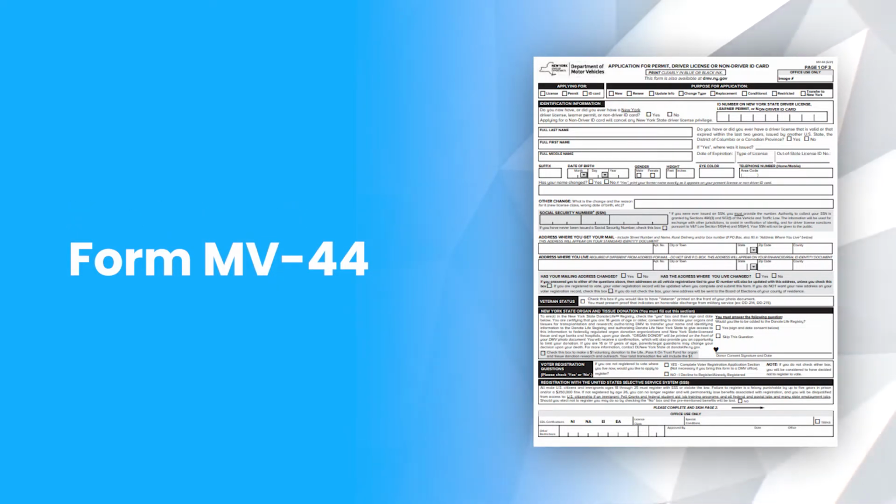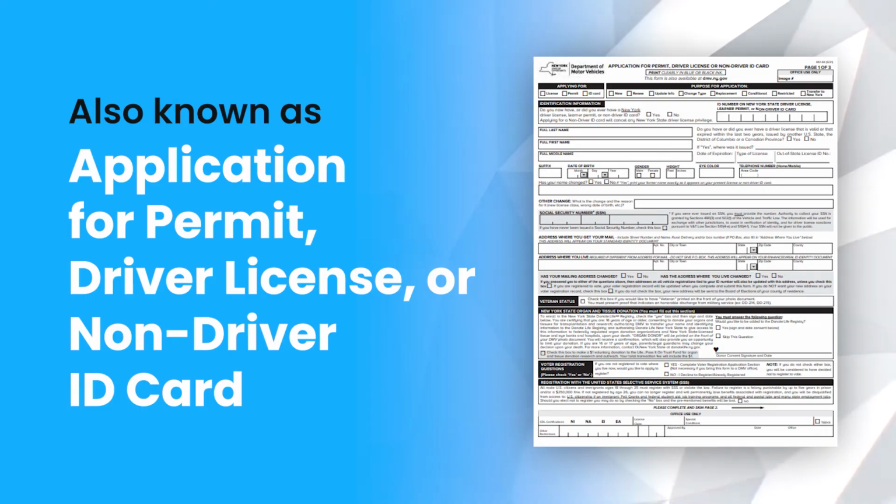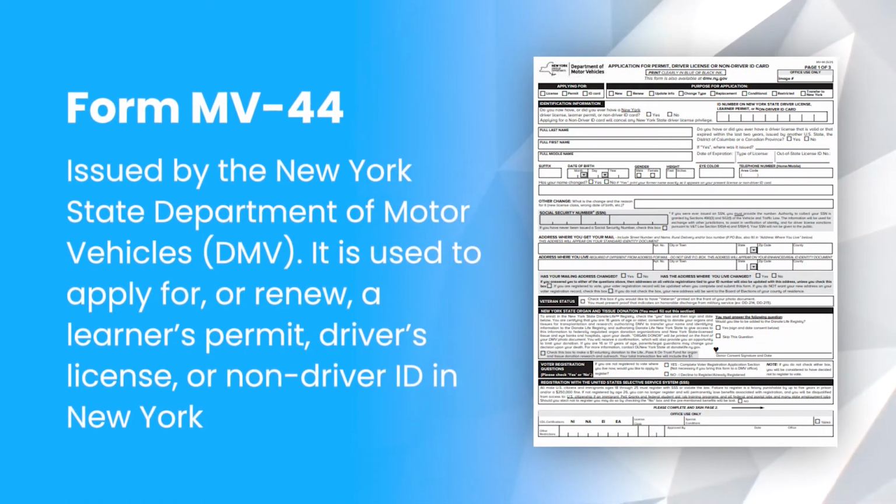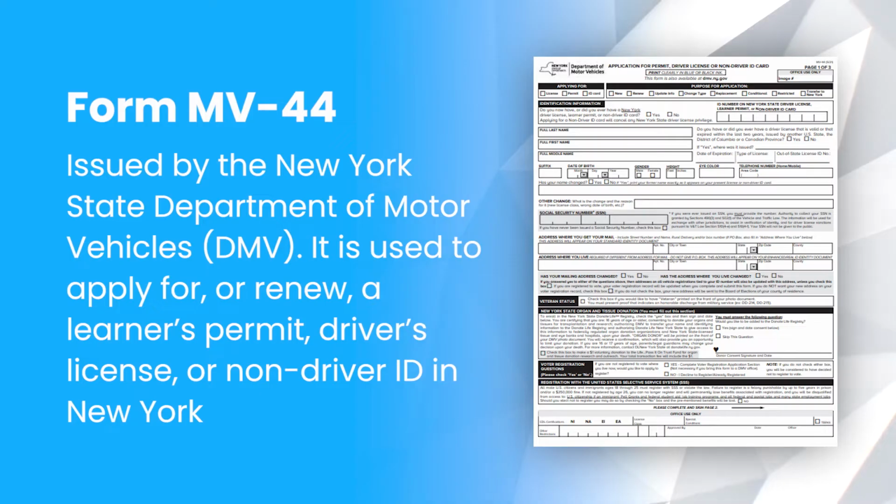Form MV-44, also known as the Application for Permit, Driver License or Non-Driver ID Card, or the New York DMV Driver's License Renewal Form, is issued by the New York State Department of Motor Vehicles, DMV. It is used to apply for, or renew, a learner's permit, driver's license, or non-driver ID in New York.